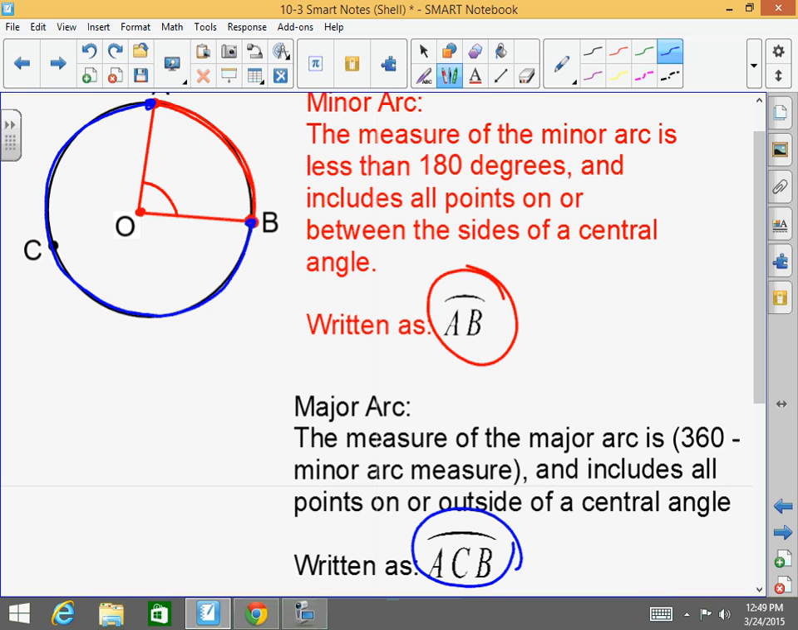Now, how do you find the measures of these? Well, if I said, for example, that this central angle is 60 degrees, that means that the arc measure is 60 degrees. And we're going to show you why in a second. And then that means that the major arc is 360 minus 60 degrees, so this would be 300 degrees. So minor arc is less than 180. The major arc is 360 minus the minor arc. Okay, so far so good? I'll take that as a yes.